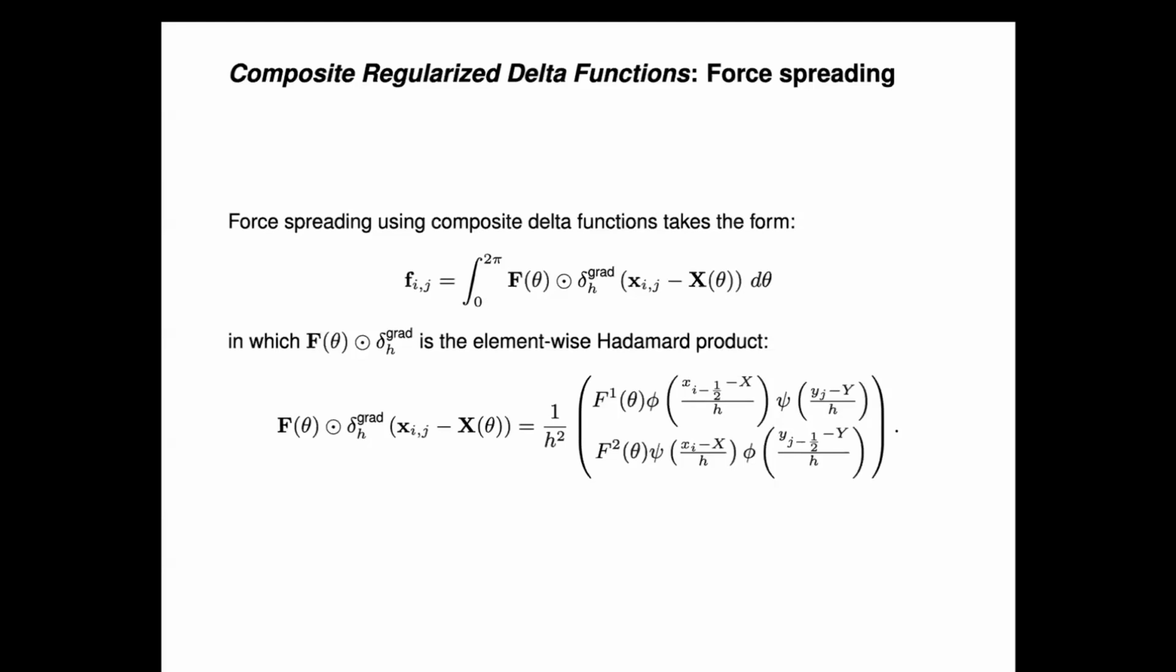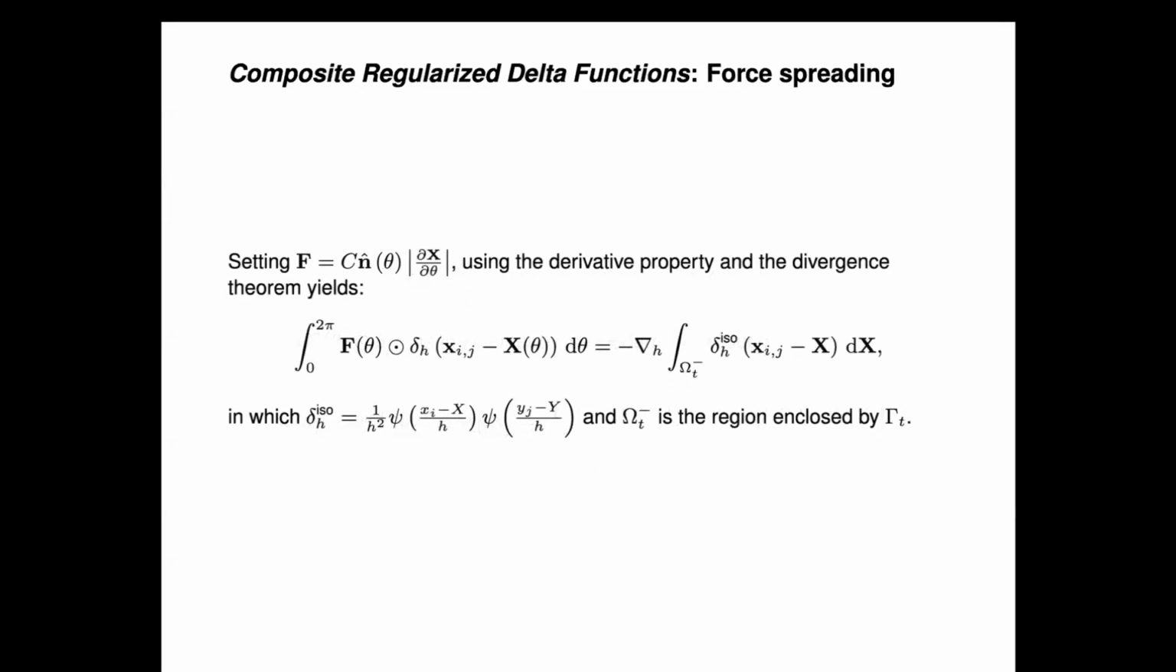And so to go from forces on the boundary to forces on the grid, you can think of it as computing the element-wise Hadamard product of the boundary force and this funny anisotropic, what we're calling composite, regularized delta function. So the x component gets hit with phi in the x direction and psi in the y direction, and the y component gets hit with psi in the x direction and phi in the y direction.